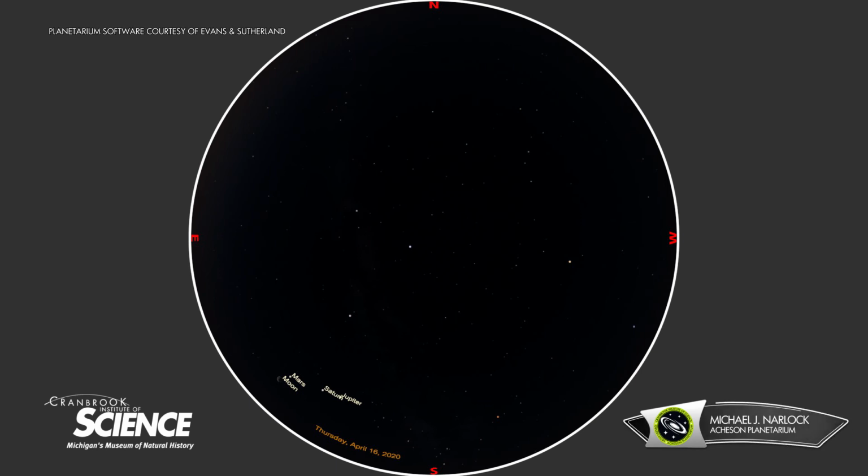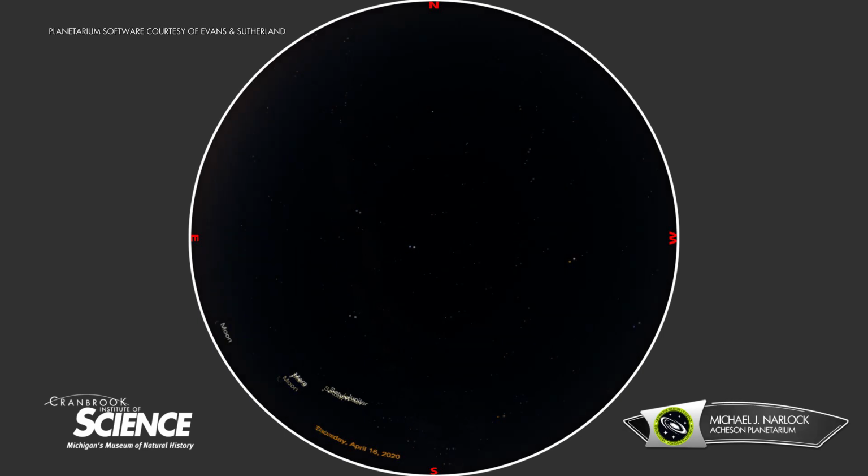The word planet means wanderer because they look like stars that wander across the sky. If you keep track of Mars, you'll notice it increasing its distance from Saturn as the week goes by. Jupiter and Saturn also move, but they're much farther away and orbit the Sun slower. Jupiter won't catch up to Saturn until December.